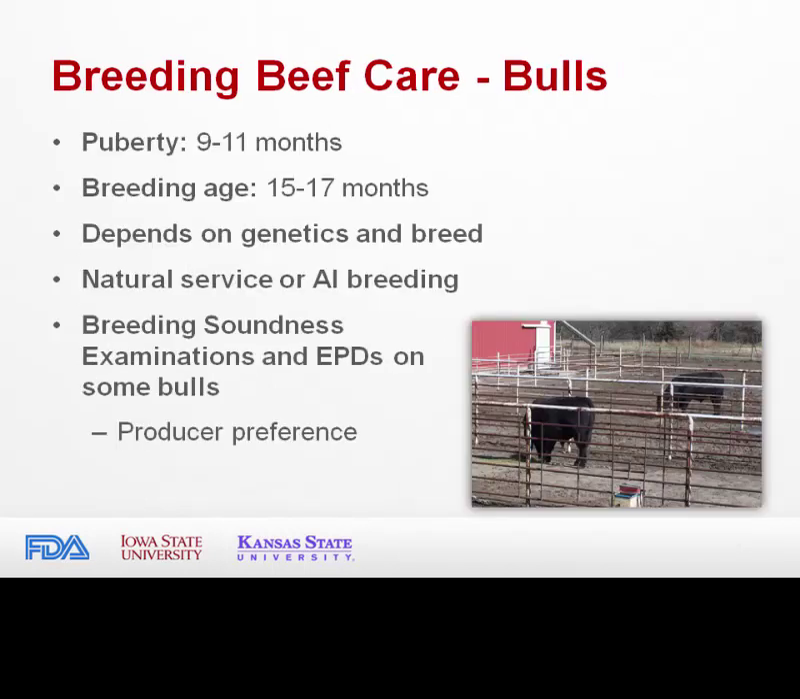Bulls used for breeding have unique needs that need to be looked after carefully by producers. Young bulls typically reach puberty between 9 and 11 months of age. They can be ready to breed at 15 to 17 months of age depending on their breed and genetics. Bulls might be kept on-site for natural breeding, or they may be off-site and collected for artificial insemination, AI, purposes.